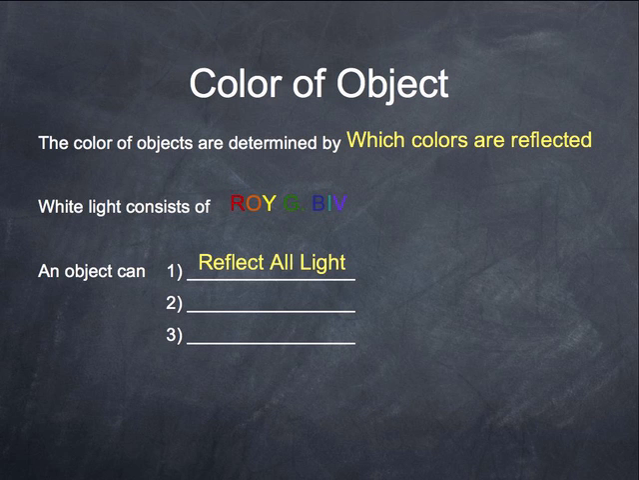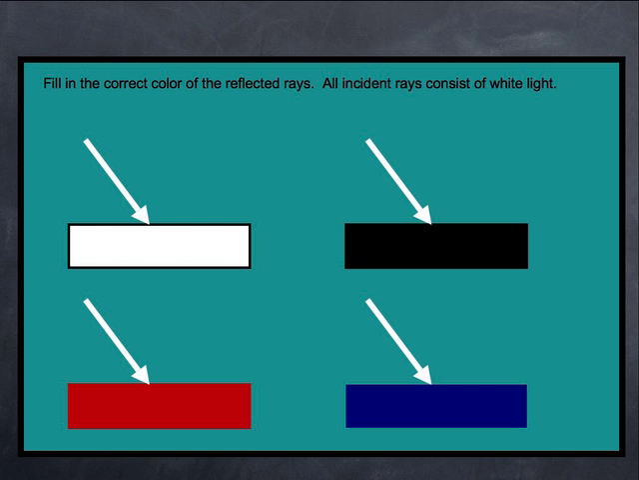Blue, indigo, and violet are the names of those colors. So, some objects reflect all light. Those objects will be what color? White. Some objects absorb all light. Those objects are black. Or other objects absorb some colors and reflect others, and those appear whatever color light they reflect.